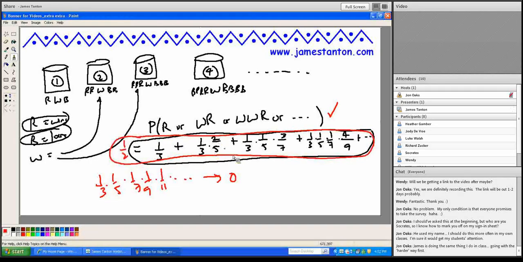So we've just proven a crazy formula from calculus 2, if you like, that apparently 1/3 plus 1/3 times 2/5 plus 1/3 times 1/5 times 3/7, and so on. In fact, basically I've got a factorial of the odd numbers on the bottom, and I don't know how to write this in standard notation, odd-ish factorial. The sum of these guys, very, very loosely, is 1/2.